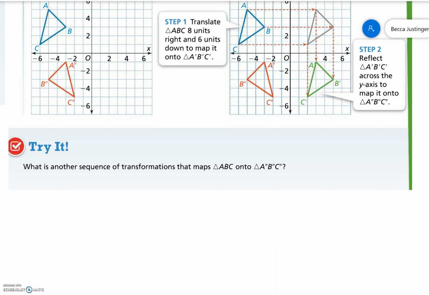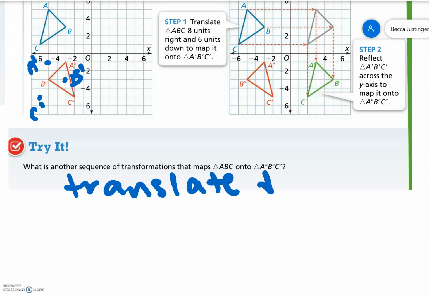What is another sequence of transformations that maps A, B, C onto A double prime, B double prime, C double prime? Well, we could move A, B, C directly down, and we could move B here, A here, and C here. So that could be A prime, B prime, C prime. So that would be translate down. How many did we go down? Let's see. 1, 2, 3, 4, 5, 6. Down 6. So now we have our new shape here.